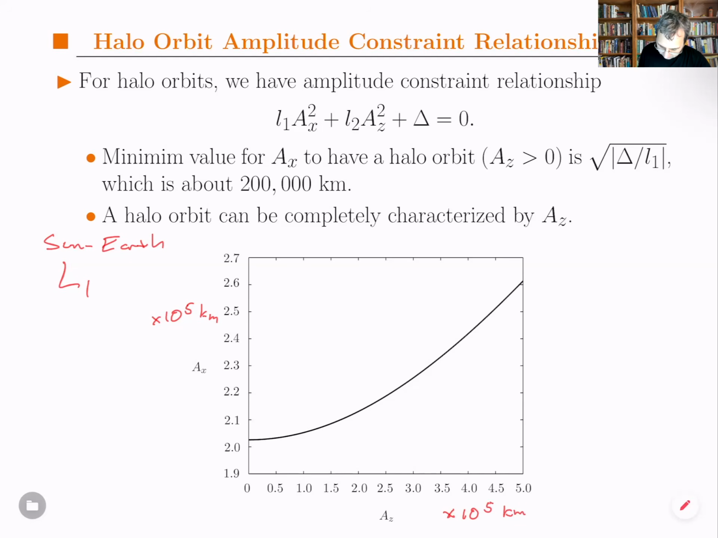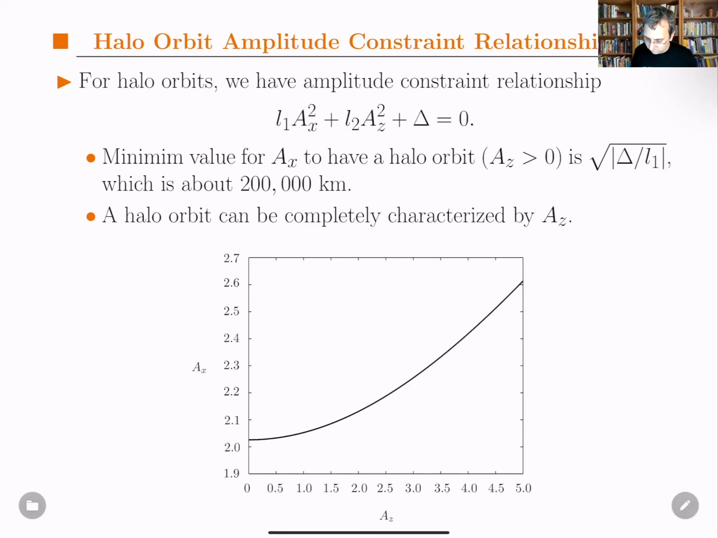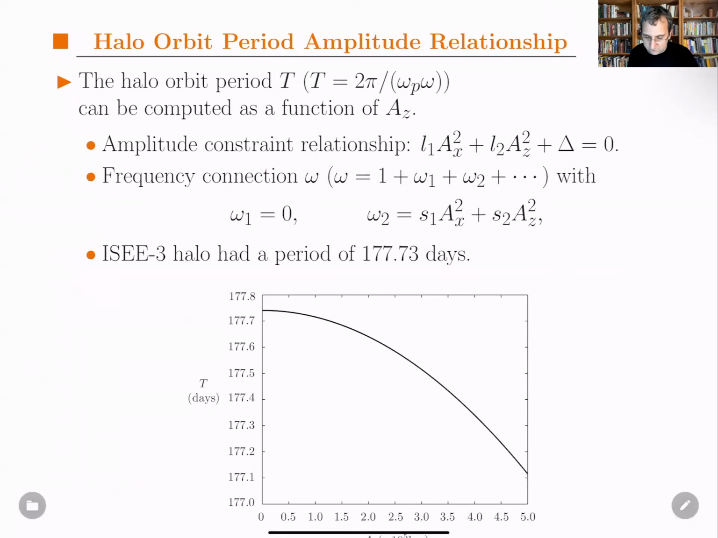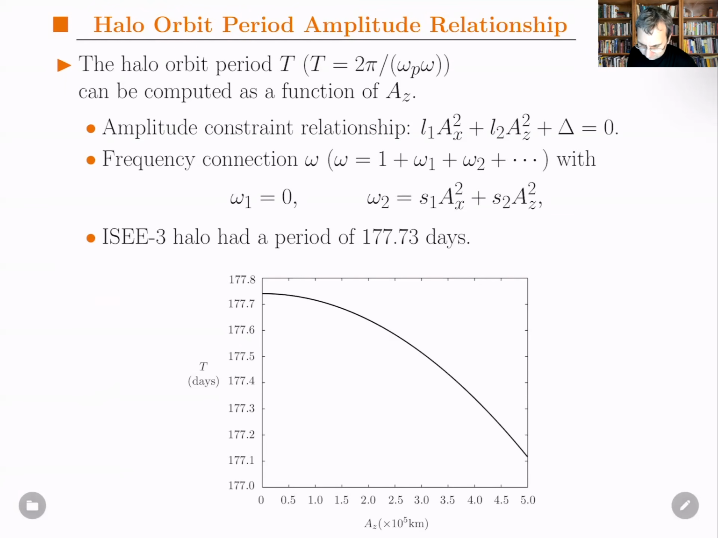So you can see that for an AZ that's really close to 0, we have definitely a non-zero AX. So the halo orbits only show up when you have a pretty large AX amplitude. There's also a relationship, and you can compute it, for the Z amplitude and the period. So this is showing the period in days for a Sun-Earth L1 orbit. And you notice they're all pretty close to each other, around 177 days.